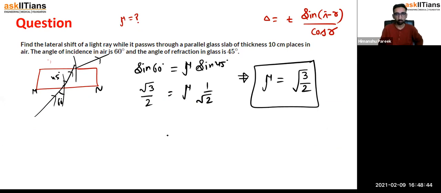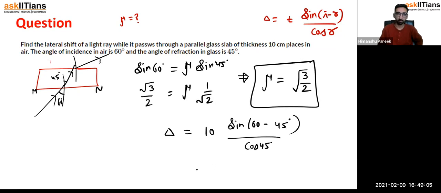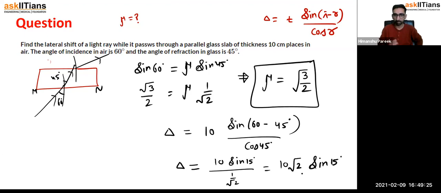Now let us use the formula: delta is equal to t multiplied, so thickness is 10 centimeter, and then sine of i minus r, that is 60 minus 45 degree, divided by cos of the angle of refraction 45 degree. So delta will be equal to 10 sine 15 degree over cos 45, which is 1 by root 2. So I'm writing 1 by root 2 in the denominator, and finally you will get 10 root 2 sine 15 degree. So you can keep the answer like this.